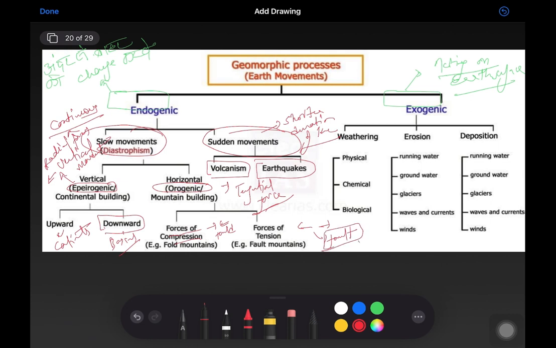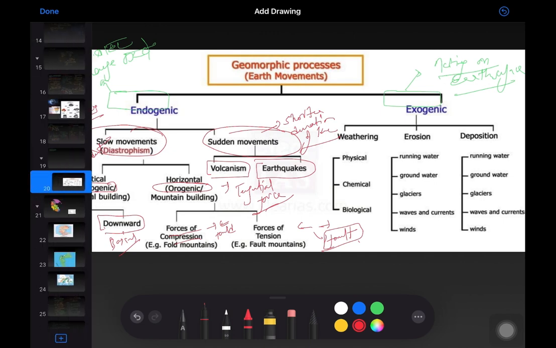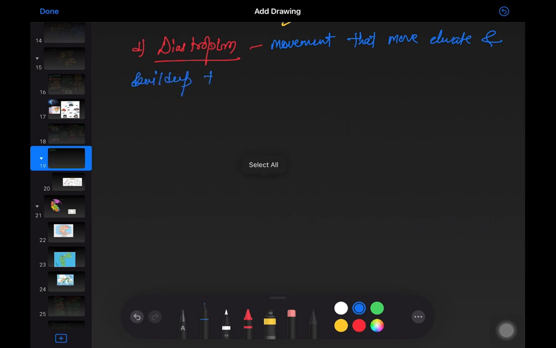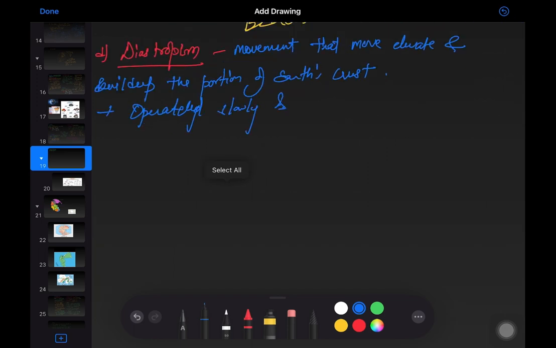This endogenic forces, let's further understand. So first type of endogenic forces, diastrophism. Diastrophisms are the movements that move, elevate, and build up the portion of the earth crust. These diastrophisms, as you know, operated slowly, but these are continuously slowly and continuously.